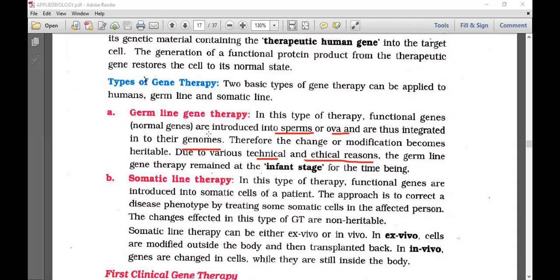germline gene therapy remained at the infant stage for the time being. That means it's not developed. Germline gene therapy is not much developed, that's why they are saying infant stage.